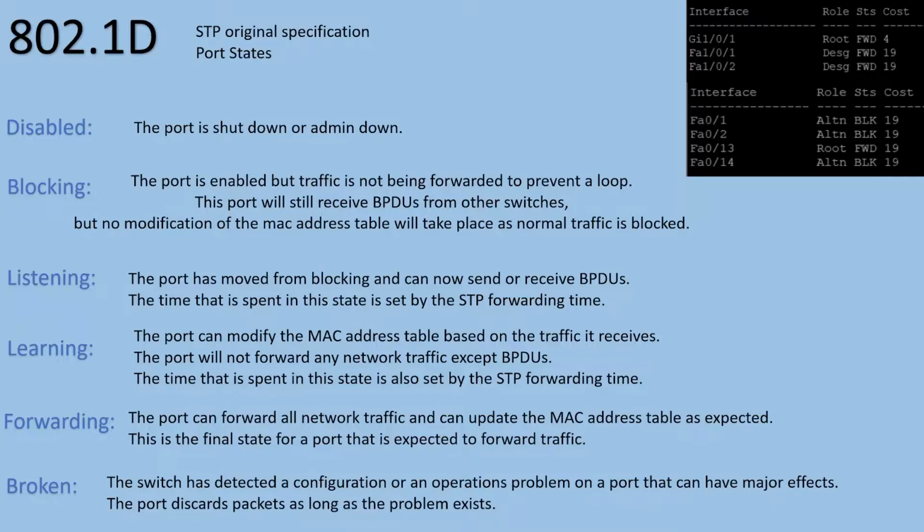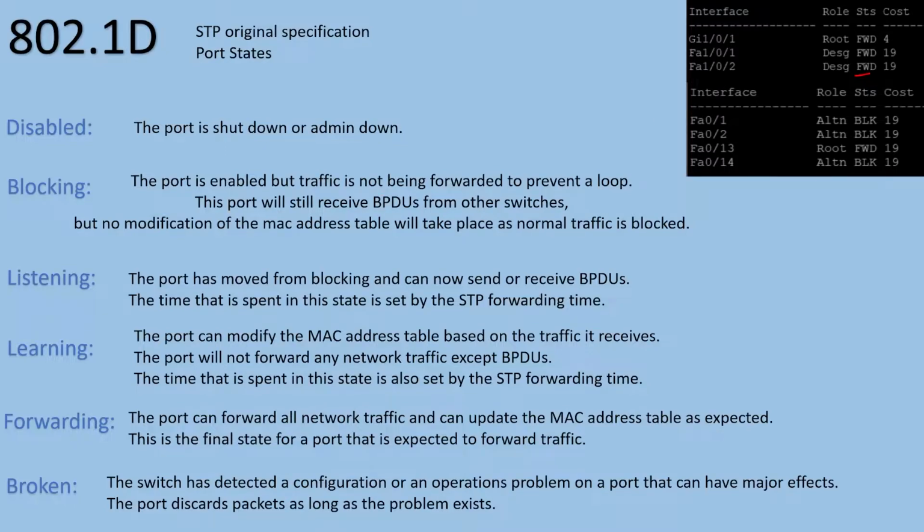Learning. The port can modify the MAC address table based on the traffic it receives. The port will not forward any network traffic except BPDUs. The time that is spent in this state is also set by the STP forwarding time. Forwarding. The port can forward all network traffic and can update the MAC address table as expected. This is the final state for a port that is expected to forward traffic.